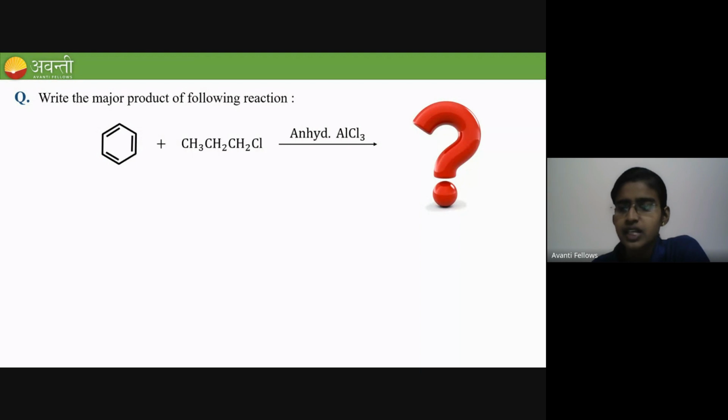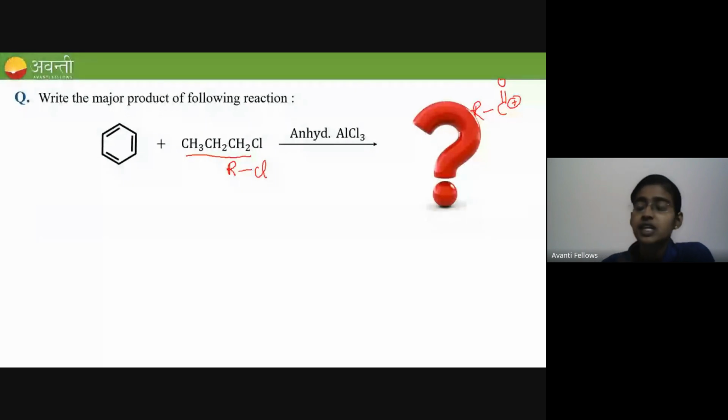Friedel-Crafts acylation. You are coming close to the point, but it is not acylation. Acylation means the system should contain C double bond O in it. Okay, Aisha. The system should contain R C double bond O. So here we do not have the double bond, right? We have only the R group and halide. So what is the name of the reaction? Friedel-Crafts alkylation. Okay, very good.